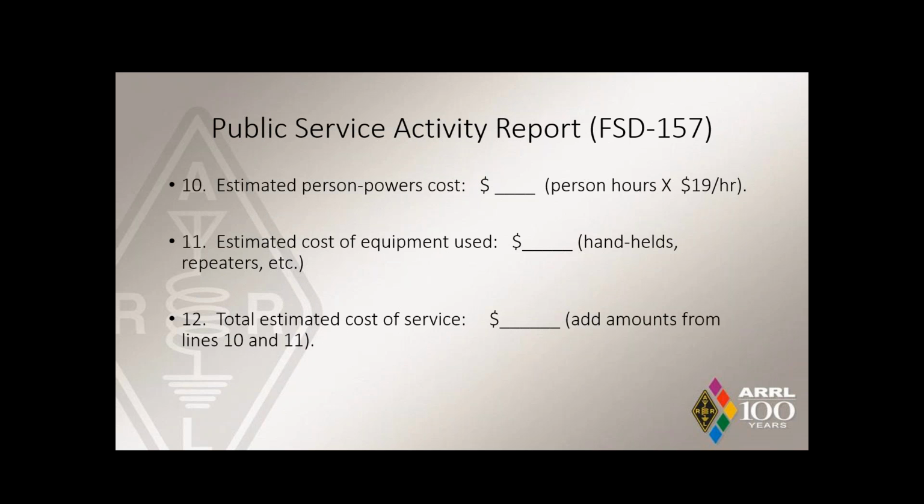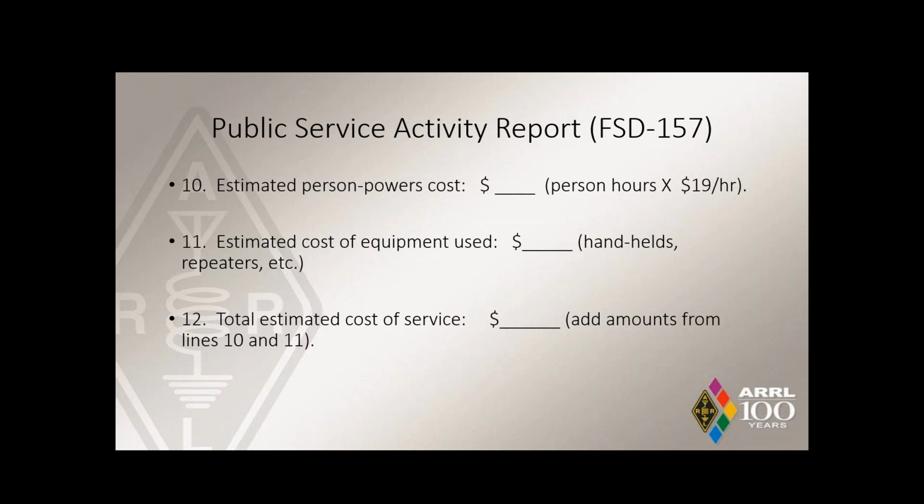Point number 10, estimated person cost. Right now we're using $19 per hour. That's what the form says. Please go ahead and use that when you're filling out the form. We realize this particular number may be changing in future formats, but for now, $19 per hour is a good one to use.